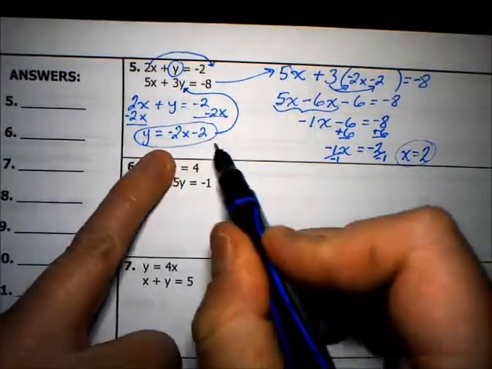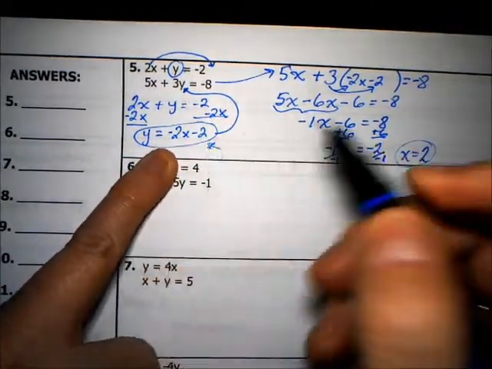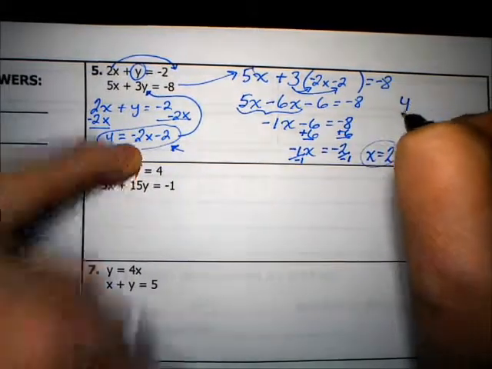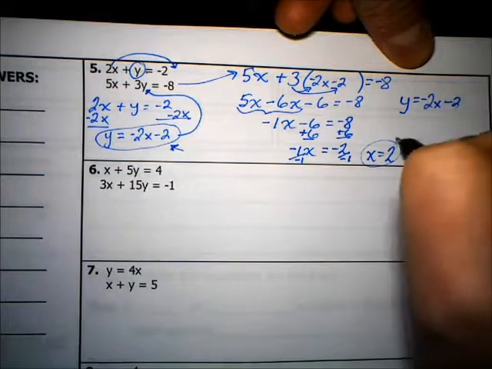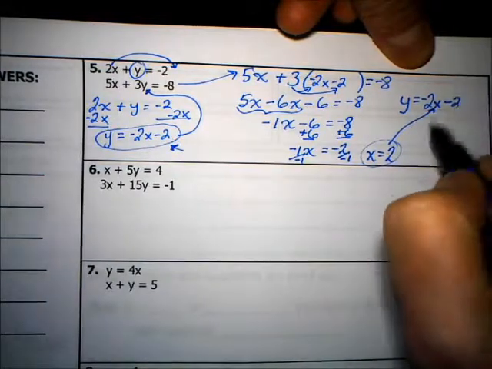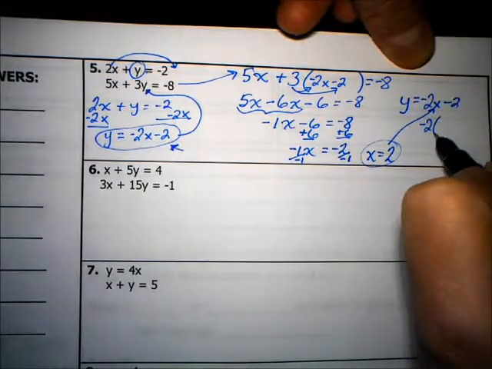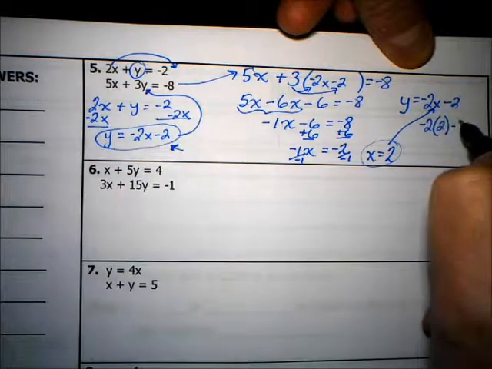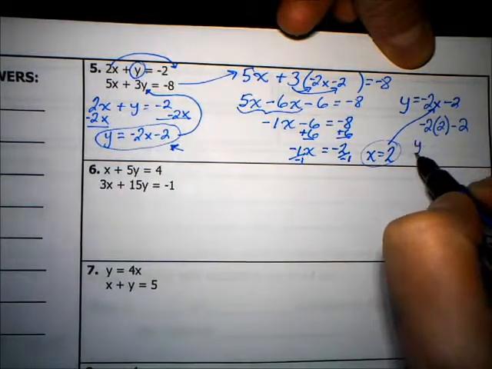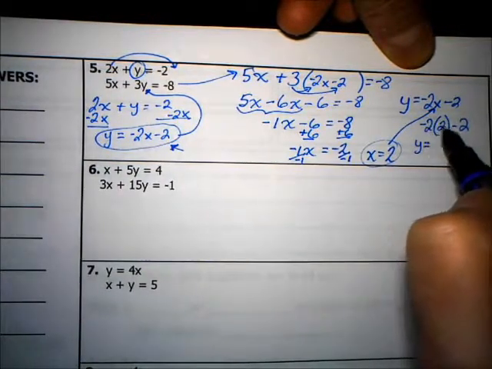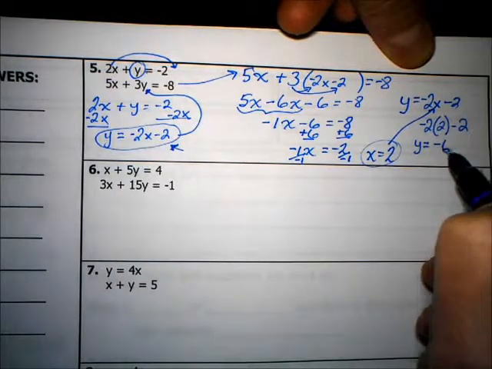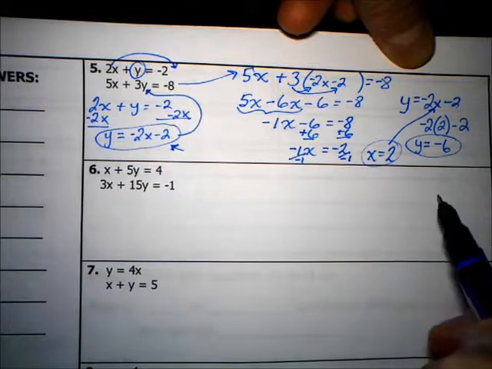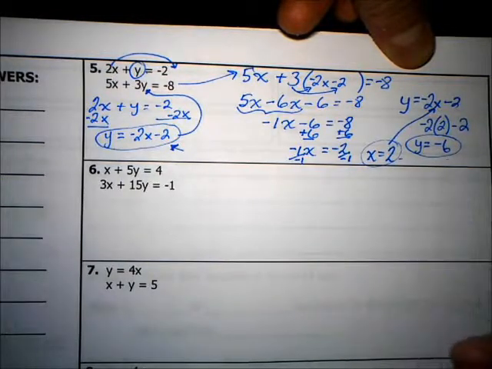Okay, I'm going to take it and plug it into this modified equation here, so that it has y is equal to negative 2x minus 2. The x is being replaced right there. So that means I have negative 2 times 2 minus 2. Negative 2 times 2 is negative 4, and negative 4 and a negative 2 is a negative 6. So my solution is 2, negative 6.